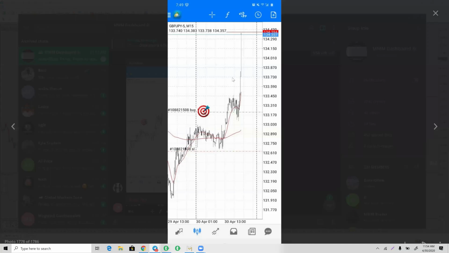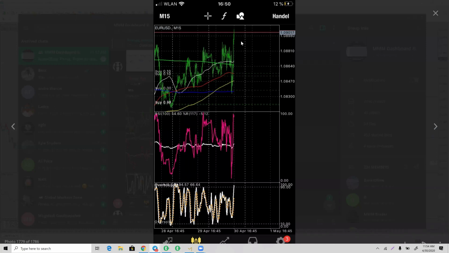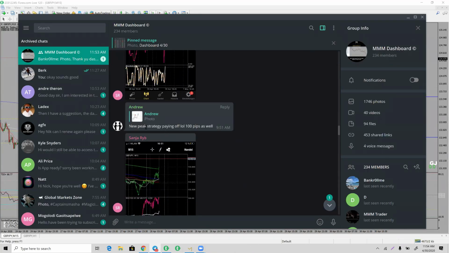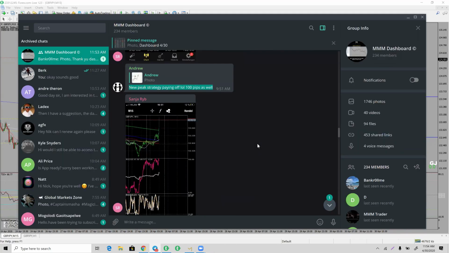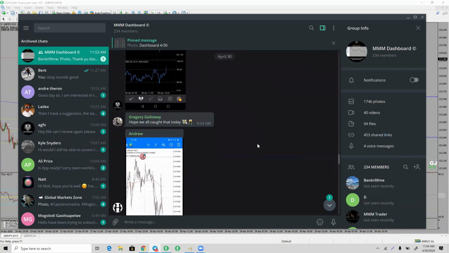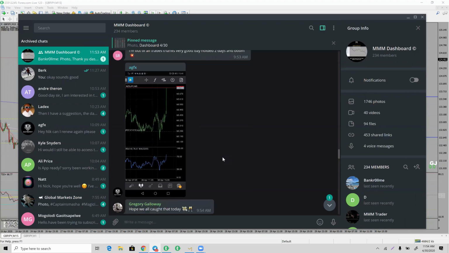Right here, Andre got pound Japanese yen as well. Sanja got Euro US dollar, holding it since the fresh peak right here. Andre says new peak strategy paying off. LO, 100 pips as well. Pound Japanese yen, Sanja, same entries, beautiful. So as you can see, we're all profiting. Don't play against the dashboard. Another beautiful trade from the dashboard.